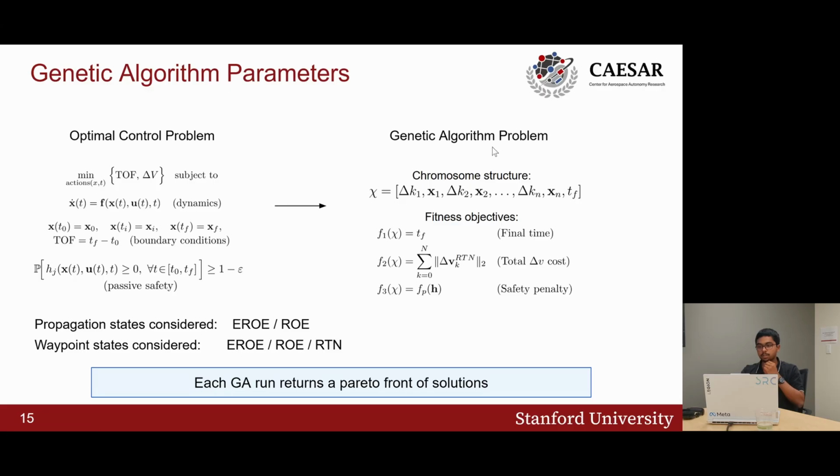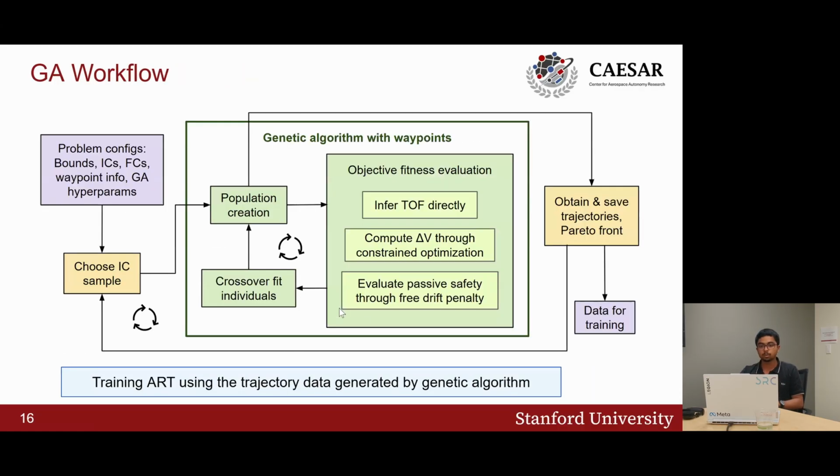In a genetic algorithm, the chromosomes are the representation of the best solutions, and we want to make sure that we get the most fit chromosomes. So TOF, delta V, and passive safety become fitness objectives for the genetic algorithm. I'll just quickly go through the workflow of how GA exactly works.